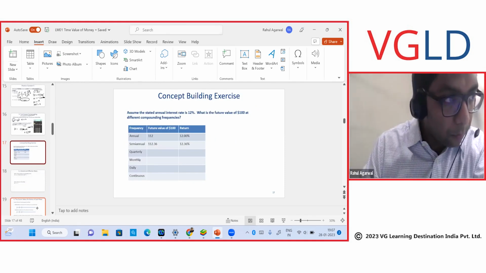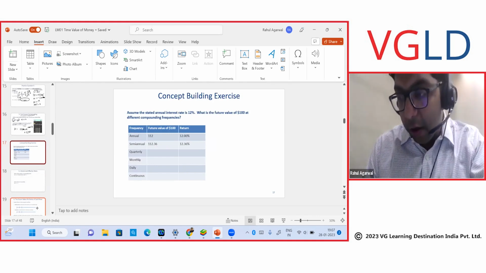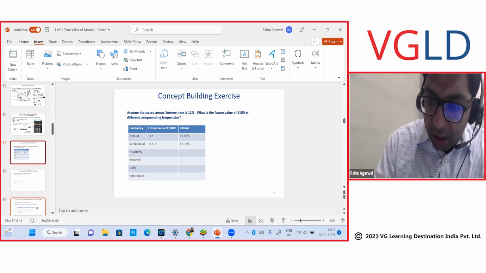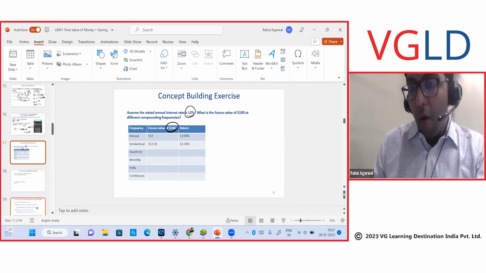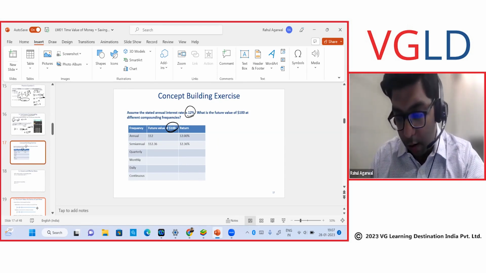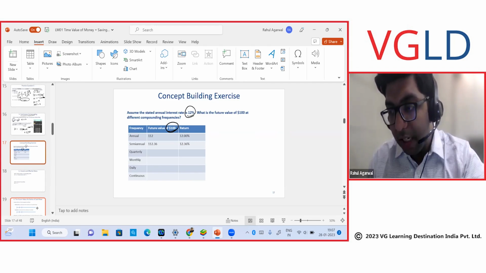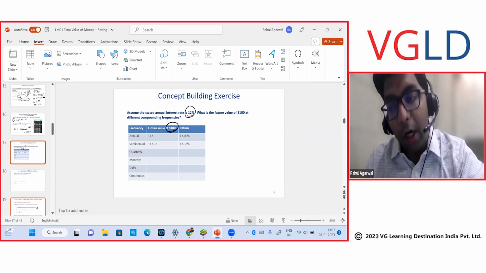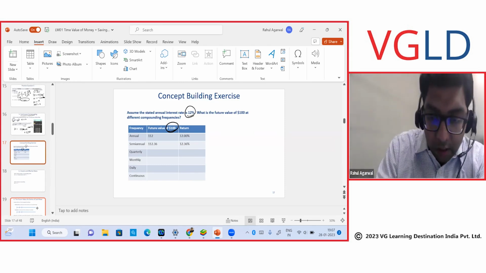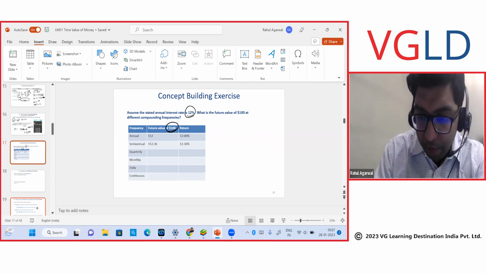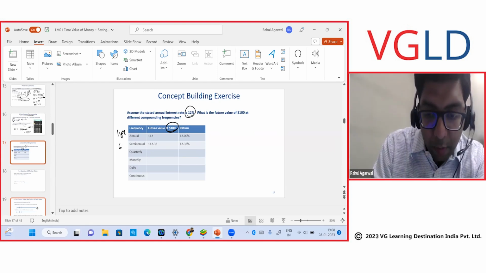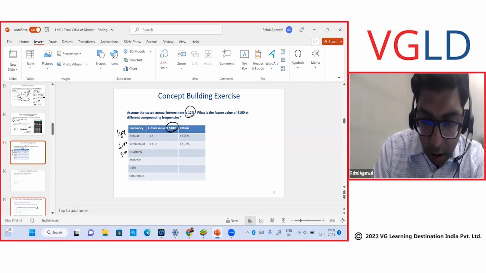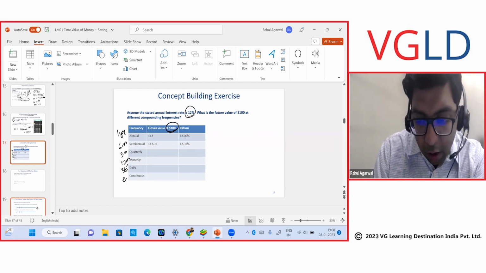Let's quickly go through this sum. This will give you very good clarity on different periods. Suppose you are investing 100, and the rate of return is 12%. What is the future value of this 100 over different time periods? If I'm earning 12% annually, the period is 1 year. In 1 year, how many semi-annual periods are there? 2, right? Semi-annual means 6 months. Quarterly means 3 months. Monthly means 12 periods. Daily means 365. Continuous means e to the power x.